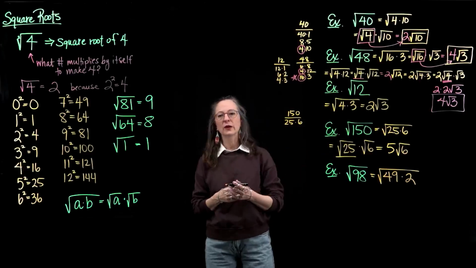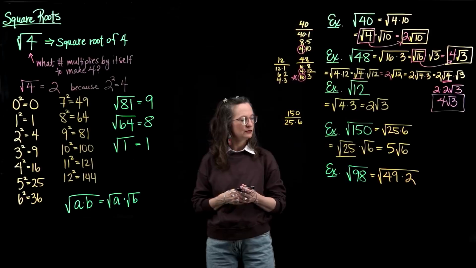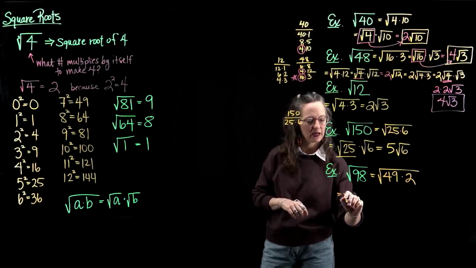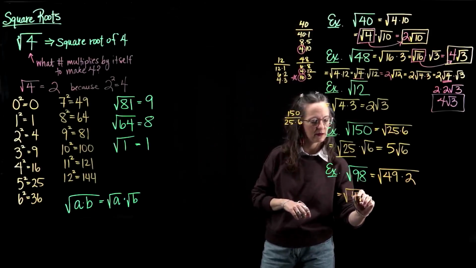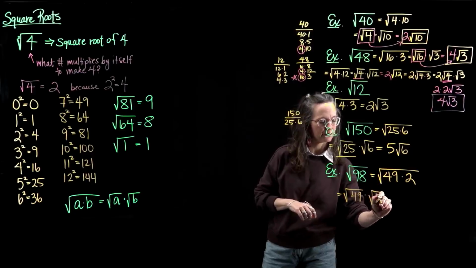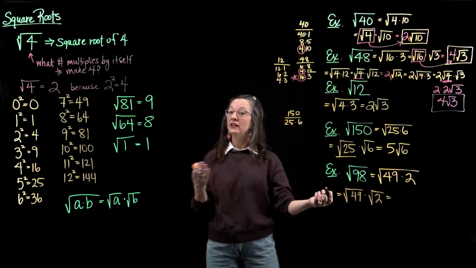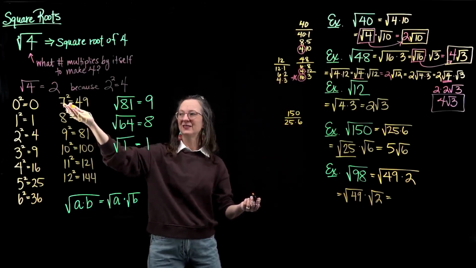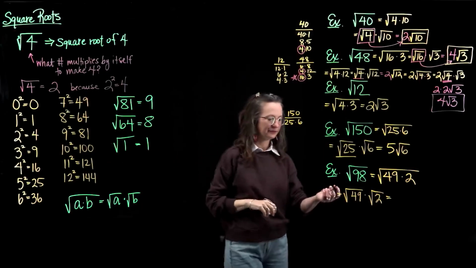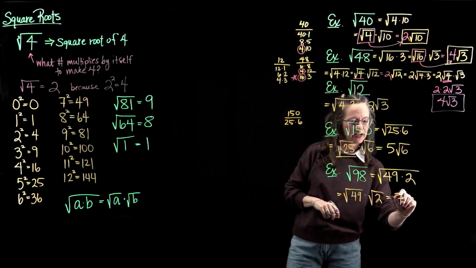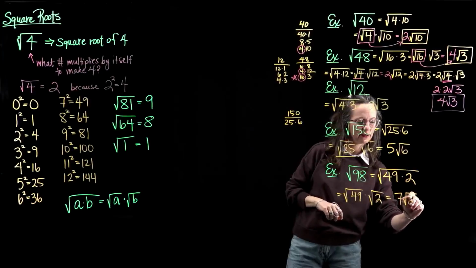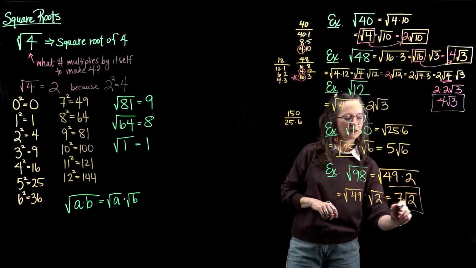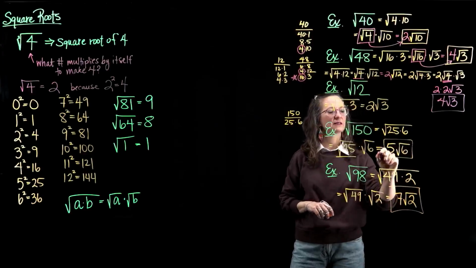And so square root of 49 times 2, well, we'll rewrite that as square root of 49 times the square root of 2. And we know the square root of 49 because of our perfect square list here. We know that that is 7. So square root of 49, I'm going to rewrite as 7. And then we have a square root of 2 on the end.